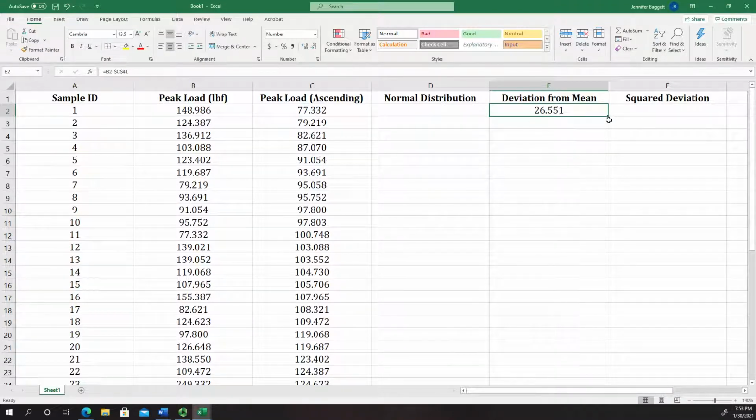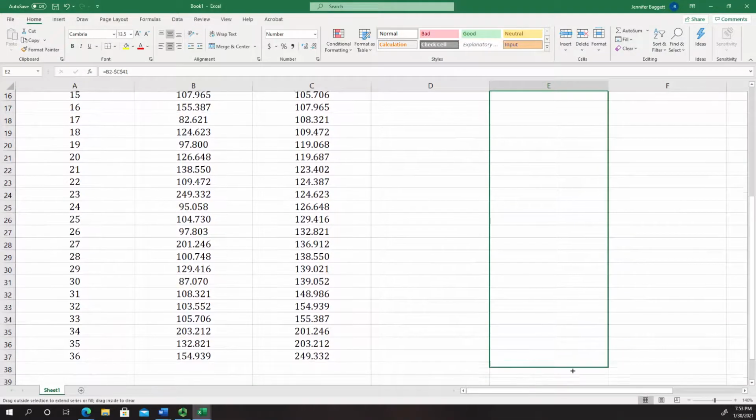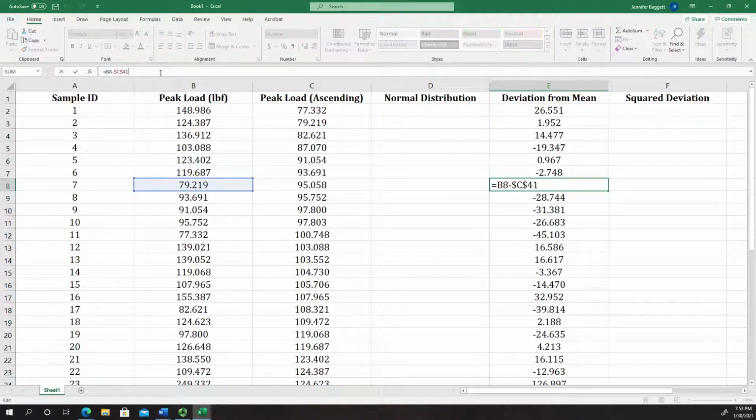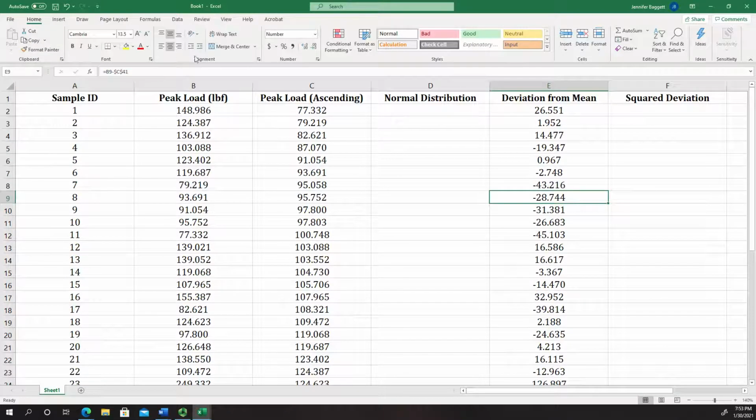So now there's this little green square in the column. So we can click that and hold and drag it down the whole column. So then that same formula will be attributed to each of the peak load values in our scenario. So that'll give us all of the values we need for our deviation from mean.